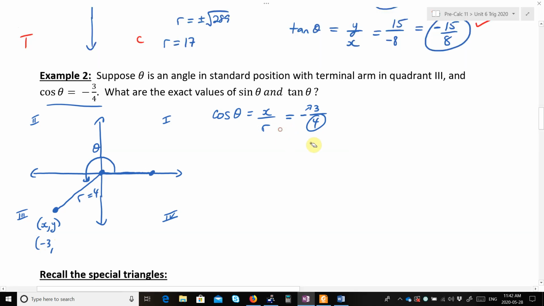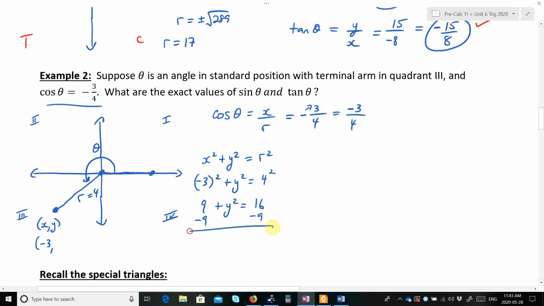And we just have to figure out what y is. So we'll use that Pythagoras formula. X squared plus y squared equals r squared. So we will have -3 squared plus y squared is equal to 4 squared. So this is 9 plus y squared equals 16. Subtract 9 from both sides and we will get y squared equals 7. So then y is equal to plus or minus the square root of 7.